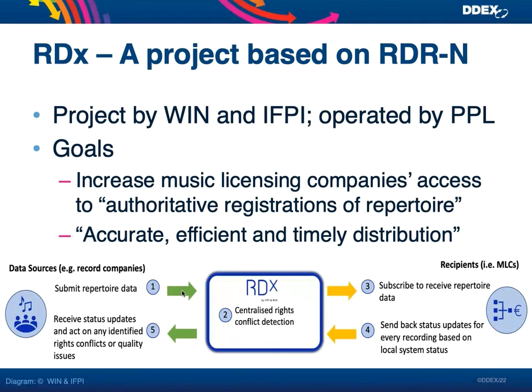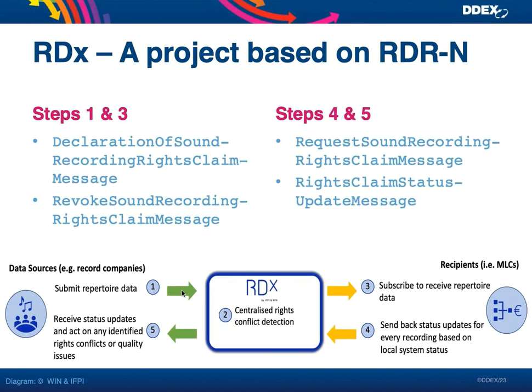On the other side, the recipients of the data, so the MLCs, can subscribe to receive that repertoire data and also send back to RDX how that repertoire data is represented in the individual MLC systems. And then that information goes back to the original supplier or the original source of the data. So it's a kind of virtuous circle of double checks that allow the quality of data to improve over time as more and more sources provide data into RDX, and more MLCs receive and process that data. So that's essentially what the RDX is about.